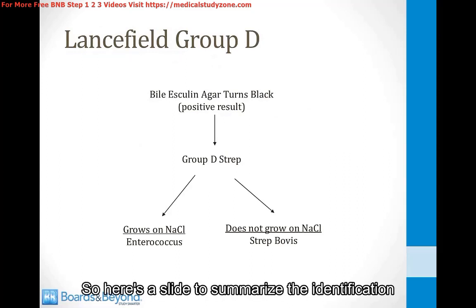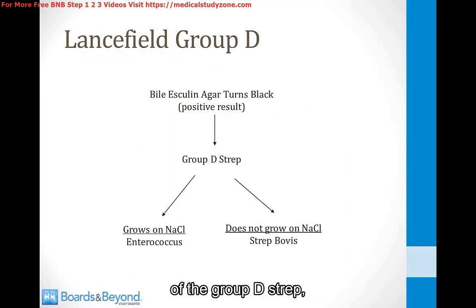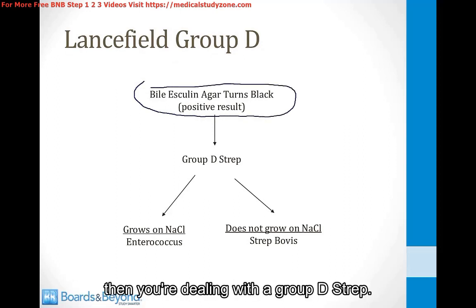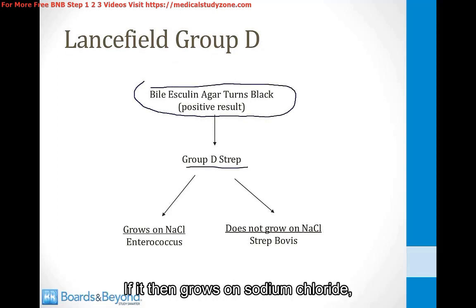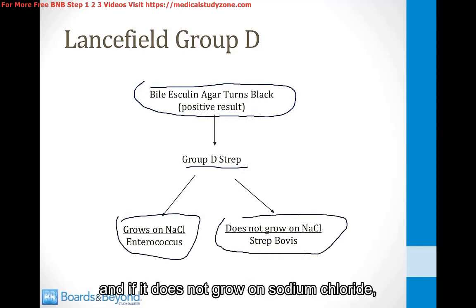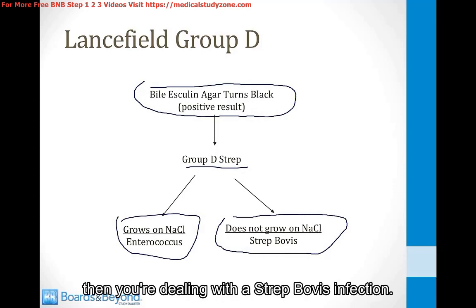So here's a slide to summarize the identification of the group D strep. If you get a positive result on the bile esculin agar, meaning it turns black, then you know you're dealing with the group D strep. If it then grows on sodium chloride, then you know you've got Enterococcus, and if it does not grow on sodium chloride, then you're dealing with a strep bovis infection.